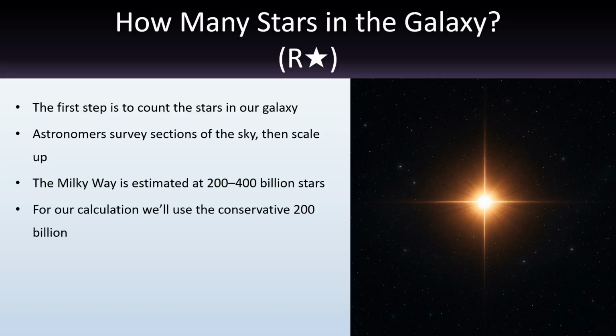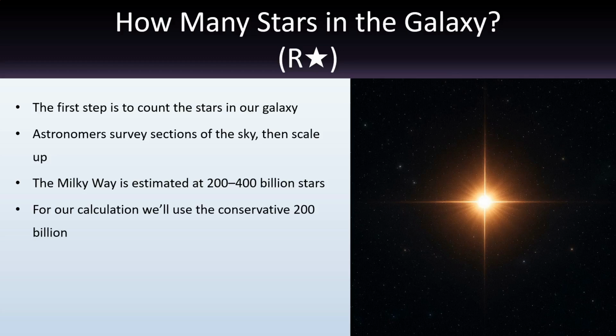How many stars in the galaxy? The first step in the Drake equation is the number of stars in our galaxy. Astronomers can't count them one by one, so they examine patches of the Milky Way with telescopes like Hubble and Gaia, using different wavelengths to catch even the faintest stars. Then they scale those samples up to the whole galaxy.